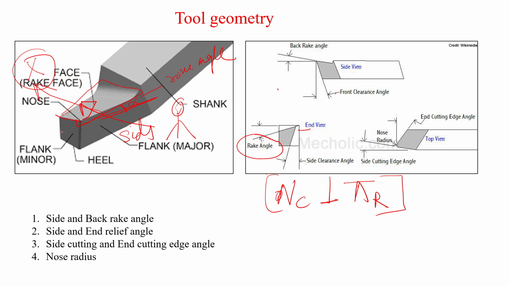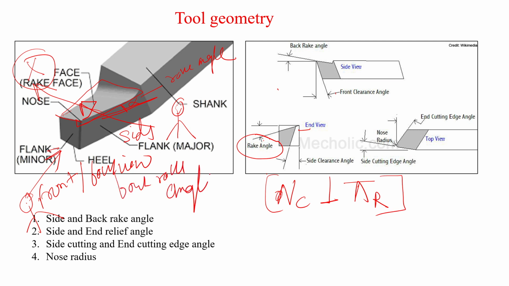When we are seeing the rake angle from the front view, or you can say back view, standing here and seeing from here, then this is called back rake angle, right? So the back rake angle is measured on this axis. This is called the y-axis.